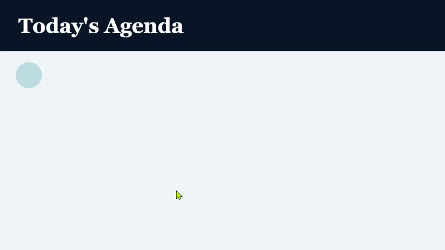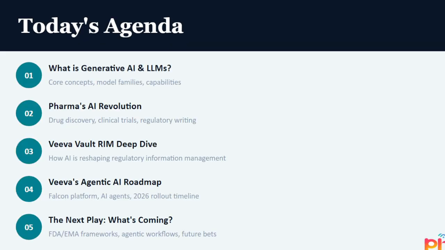So let's start with the agenda. First we will start with the introduction of generative AI and LLMs. Then we will discuss the pharma AI revolution, how AI is impacting the pharma domain. Then we will specifically deep dive into Veeva Vault RIM and how Veeva AI is helping us in maintaining the regulatory data. And then what will be the next step for us.